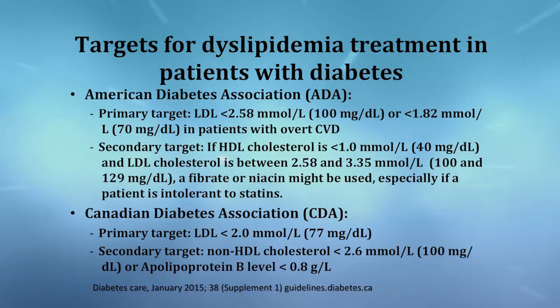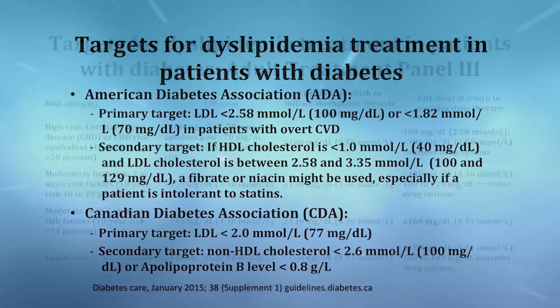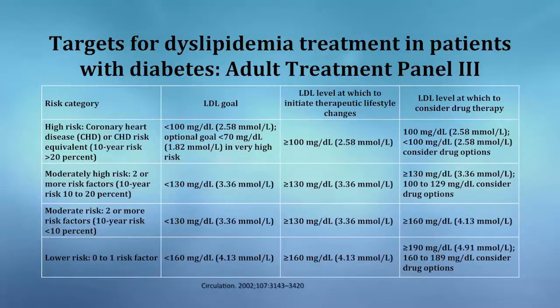The Canadian guidelines say that the LDL should be lower than 2, which is 77 milligram per deciliter, and the secondary target, non-HDL, should be less than 2.6, which is less than 100, or an apolipoprotein B level of less than 0.8. This is a very busy slide, but you can see very clearly the table which describes the target of dyslipidemia treatment with diabetes in an adult treatment panel.